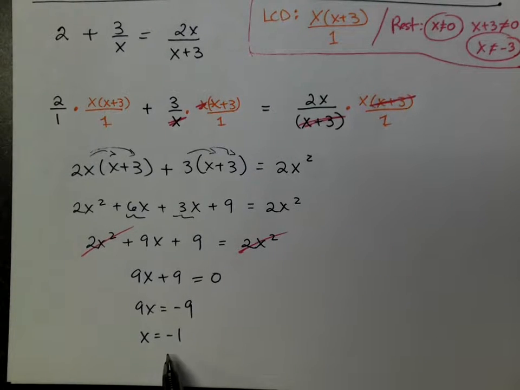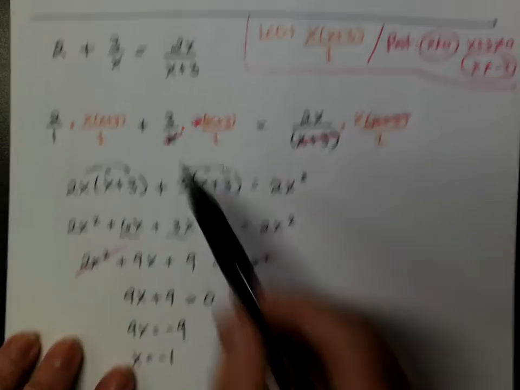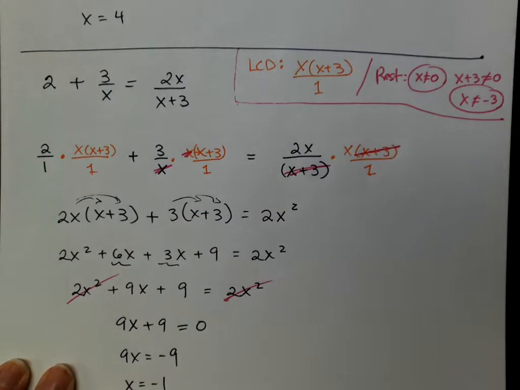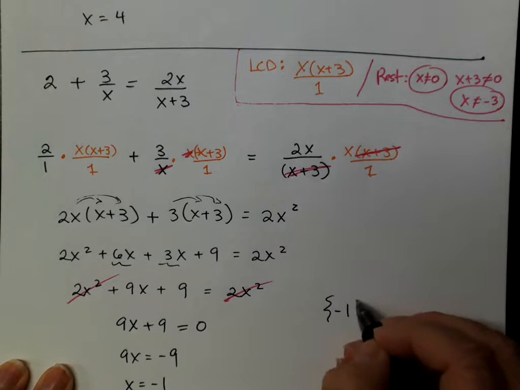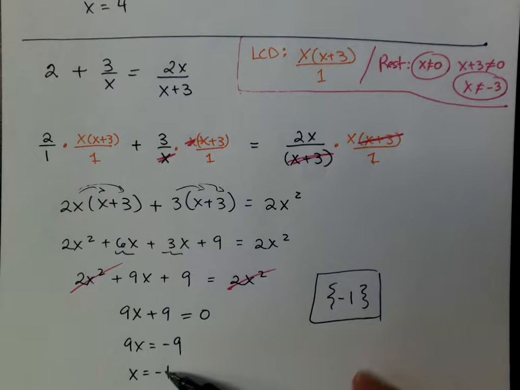Now, is that okay? It's okay. Yeah, it does not violate the restrictions. Negative 1 would not make any of these numerators equal 0. So put it in set notation. We had a resulting linear polynomial equation with one solution, and the good solution for that linear polynomial was also a good solution for our original rational.